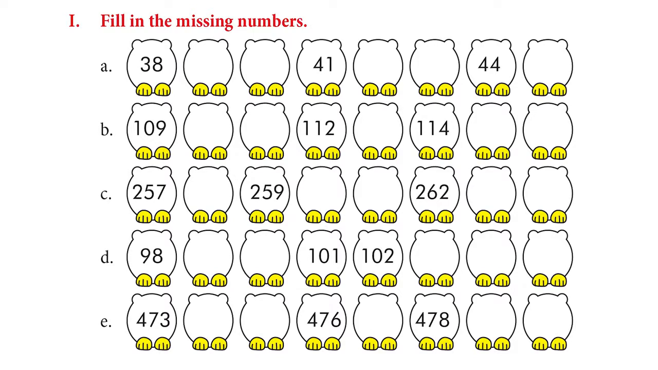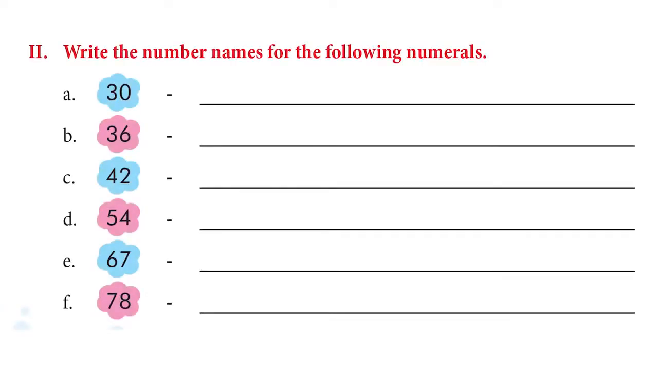The first exercise is for you to fill in the missing numbers, which is very easy. You have to fill in the numbers after 38. Yes, 39, then comes 40, then comes 41, alright. I'm sure you know that by now. So can you try and finish those exercises from A to E? Let's move on to the second exercise on page number 42 itself.